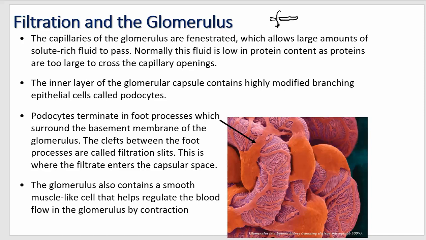So they have little gaps where things can kind of move through, and they're better pictures than what I just drew. So the capillaries of the glomerulus are fenestrated, which allows large amounts of solute-rich fluid to pass. Large amounts. So they aren't like the capillary circulation that we've already talked about, with the hydrostatic pressure and moving through and then bathing the cells and then moving back in, and then you have your lymph. When we talked about that, we do have fluid moving out into the interstitial spaces, but that's much, much, much lower than we see with the glomerulus.